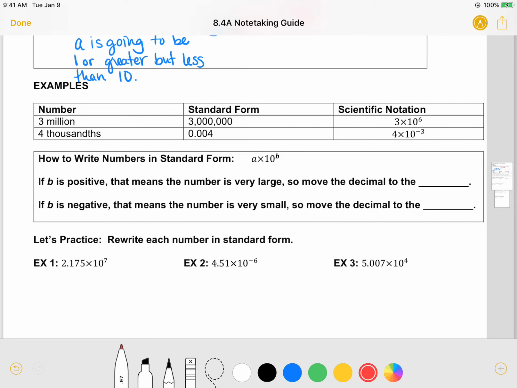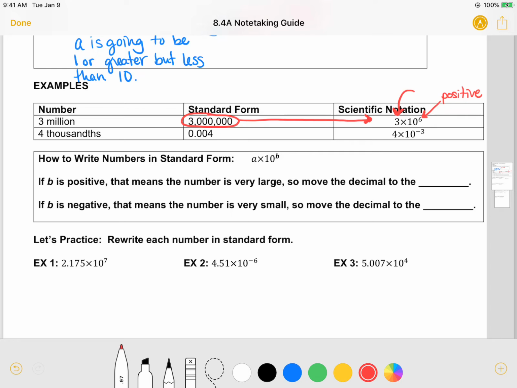If we look at the number 3 million, that's what we call a number that's in standard form. Now if we write it in scientific notation, if we write it in powers of 10, we would have the number 3 times 10 to the 6th power. Now notice how A is a number that is either greater than or equal to 1, but less than 10. And 3 million is a very large number, so this exponent 6 is positive.